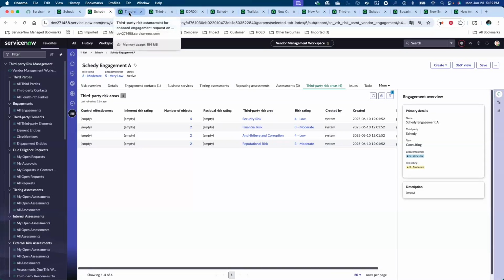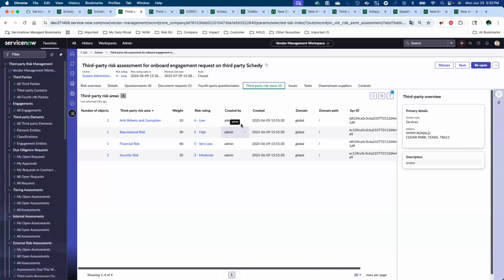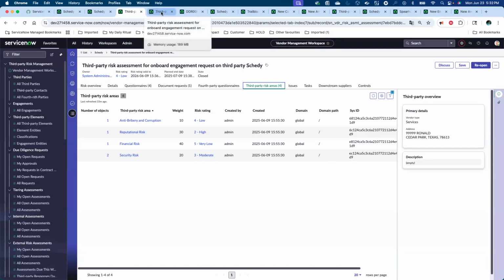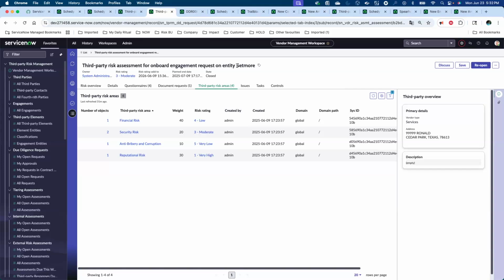Apart from the engagement, we have the assessment as well. If you drill down into the assessment and look at the risk areas, these are the risk areas. But there's one more dimension within the engagement that rolls into it, because remember that engagement also had the element risk assessment. So engagement actually has 2 dimensions: one is engagement risk assessment, the other is element risk assessment. So we need to also open up the element risk assessment and be ready with the third-party risk areas for that.